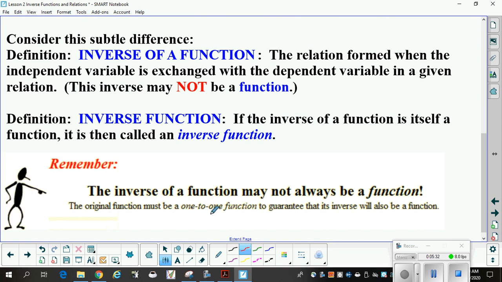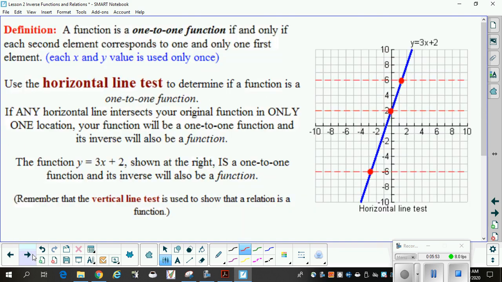Remember, the inverse of a function may not always be a function. The original function must be a one-to-one function to guarantee that its inverse will also be a function. One-to-one: if for any given input there's one and only one output, and for each output there's only one and only one input, then you've got one-to-one. Now, a function is one-to-one if and only if each second element corresponds to one and only one first element. Basically, each x and y value is used only once.